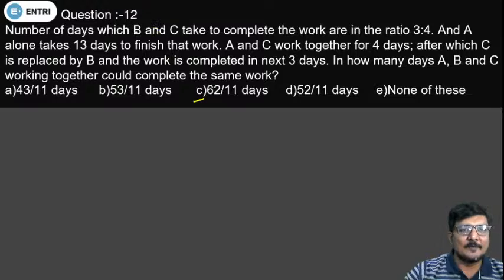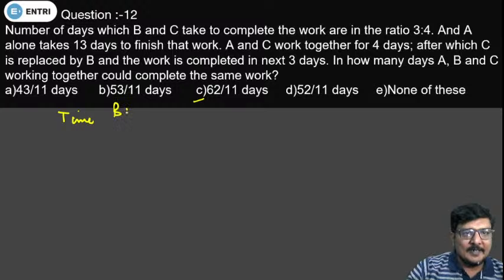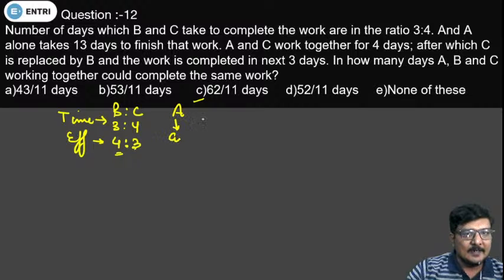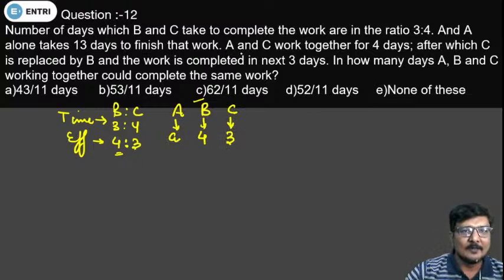Now what it is saying: the number of days which B and C take to complete the work are in the ratio 3:4. It means the ratio of time for B and C is 3:4, and if the ratio of time is 3:4, then the ratio of efficiency will come out to be 4:3. So we are assuming the efficiency of A as a, efficiency of B as 4 units, and efficiency of C as 3. A alone takes 13 days to finish that work.